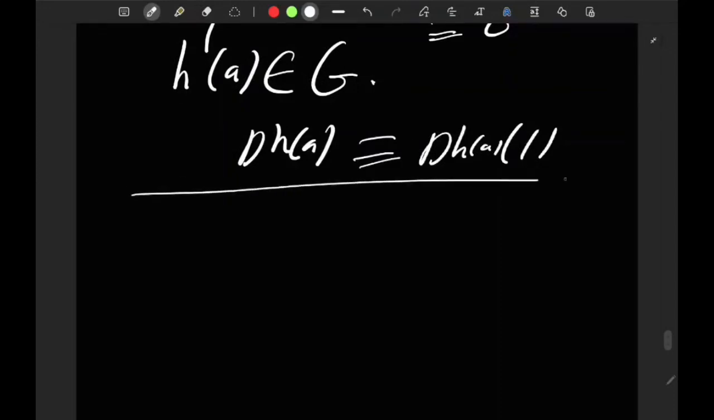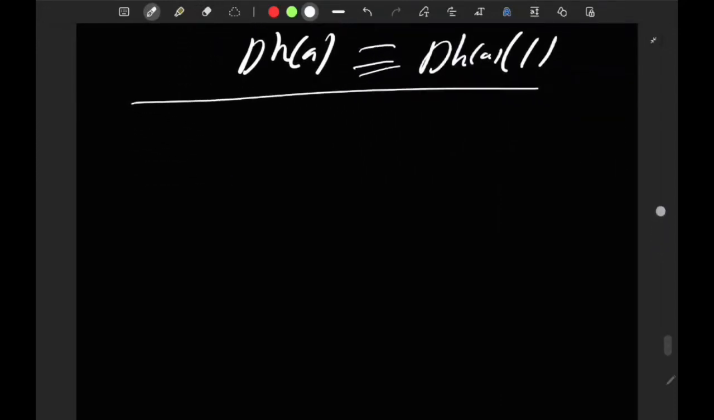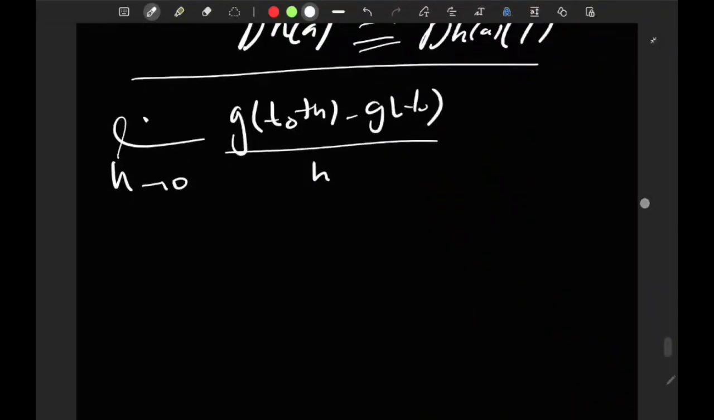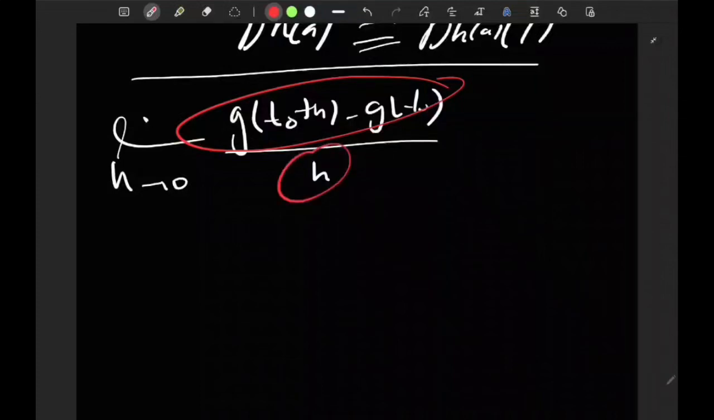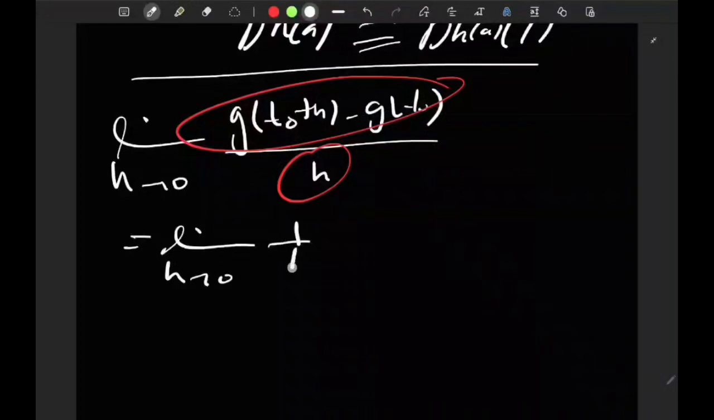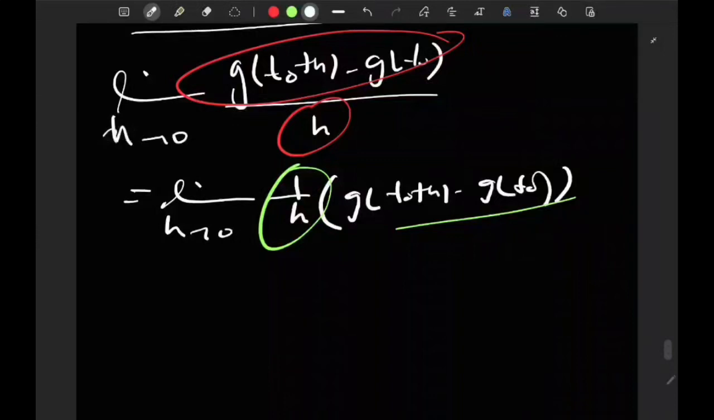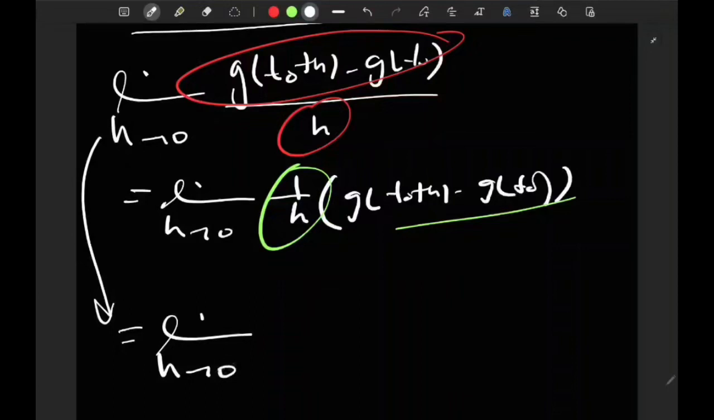And to study the differentiability of such a map, I'm going to do it in the same manner. I'm going to look at the limit as h goes to 0 of g of t0 plus h minus g of t0, divided by h. This makes sense because this thing is a vector and this thing is a scalar. Ideally I would write 1 over h times g of t0 plus h minus g of t0 to indicate that I'm multiplying a scalar by a vector, but let's move past this and just use this notation for convenience. So what's this? This is the limit as h goes to 0 of what?